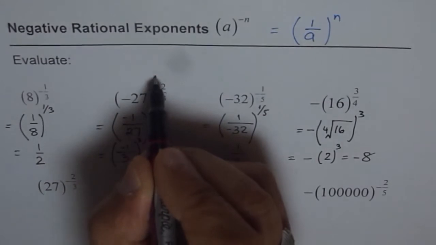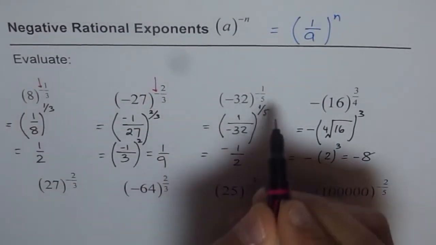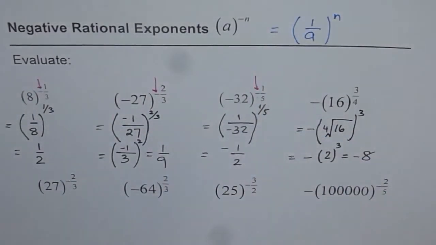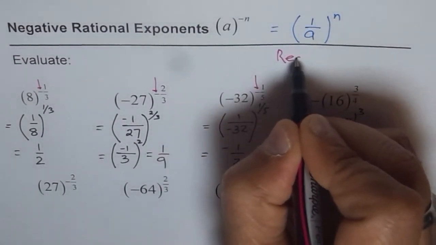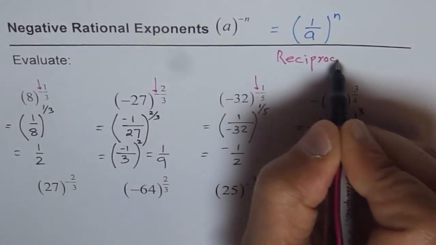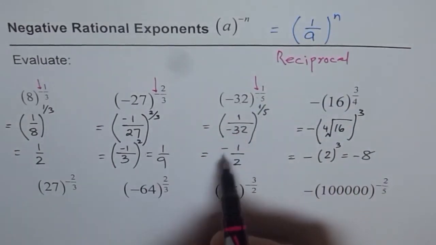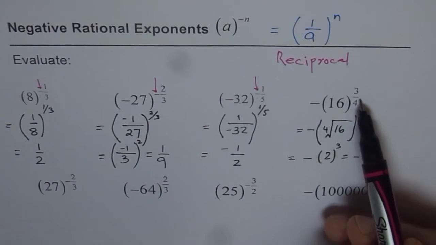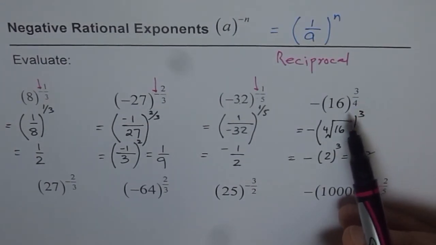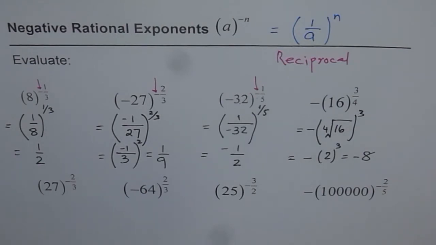If there is a negative sign, for example, these negative signs, right? These negative signs, you have to do reciprocal. So you do reciprocal of the number and then evaluate as we have done in all the 3 cases. But if that negative sign is not there, then you should not do reciprocal, right? So remember that part, and then solve or evaluate all these numbers.